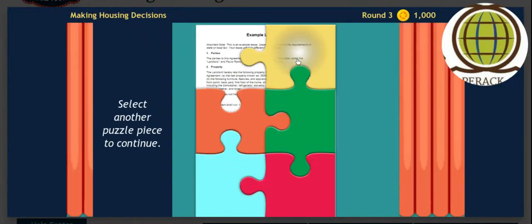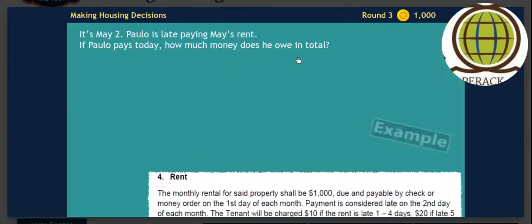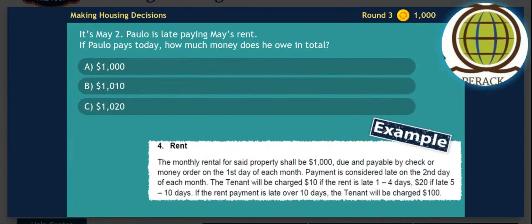Select another puzzle piece to continue. It's May 2nd. Paolo is late paying May's rent. If Paolo pays today, how much money does he owe in total? Is the answer A, $1,000, B, $1,010, or C, $1,020?